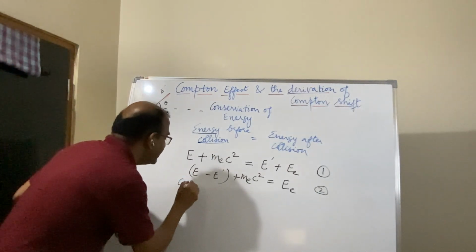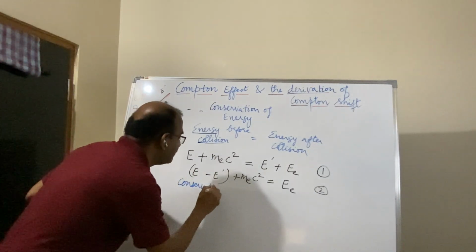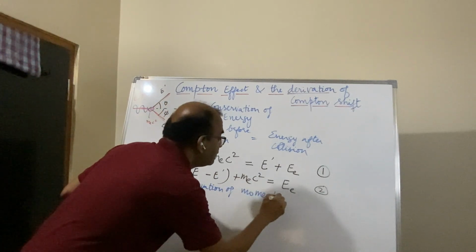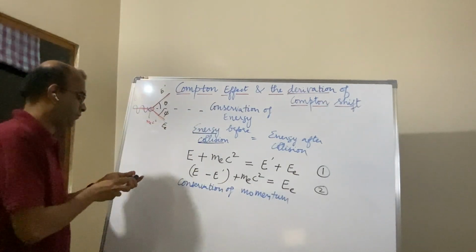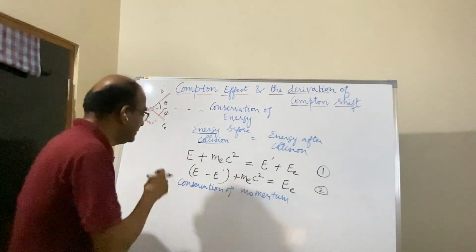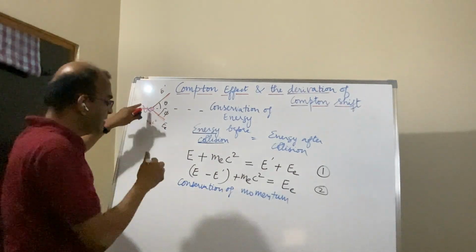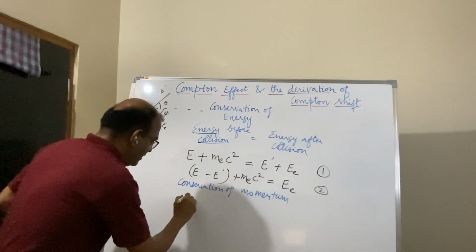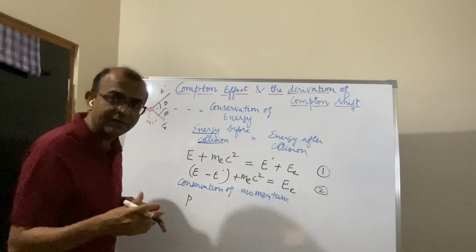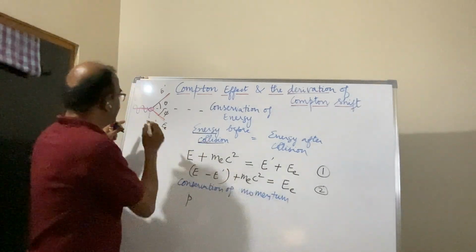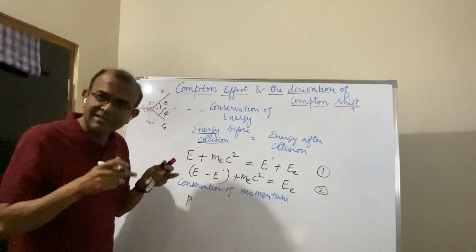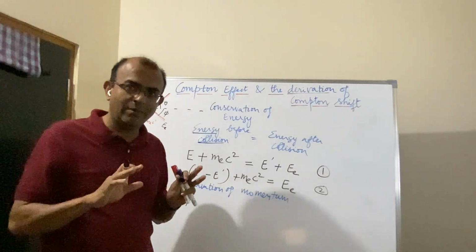So conservation of momentum tells us that momentum before collision is equal to momentum after collision. Before collision, the momentum is here P, of course, which is equal to E over c. We'll come to that later. And initially, the electron has no momentum. It is at rest. It has rest energy but no momentum.